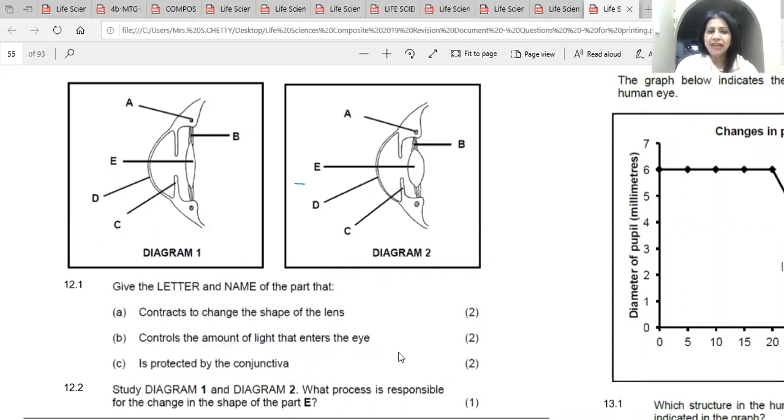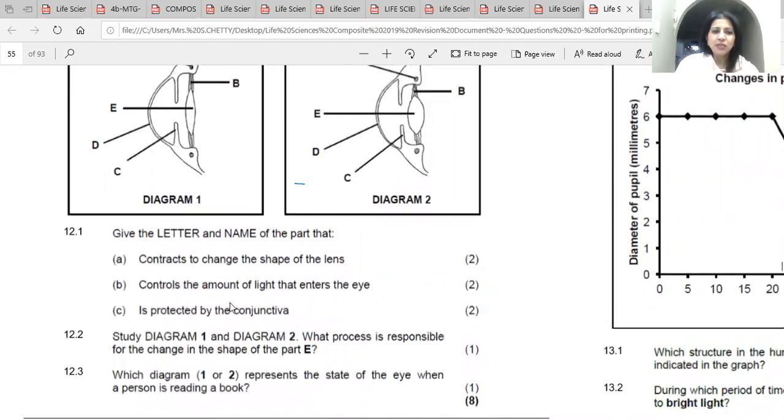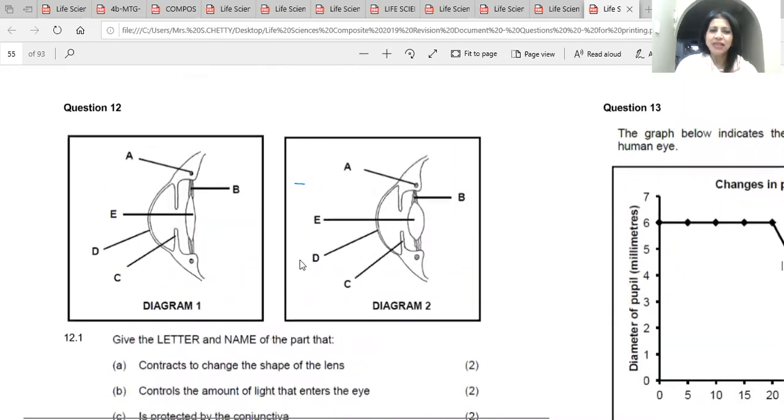Controls the amount of light that enters the eye. Name the letter and name of the part that controls the amount of light. The one that controls the amount of light is C, iris. Which one is protected by the conjunctiva? Remember I said to you conjunctiva is a membrane that is found over your cornea. It'll be D, cornea.